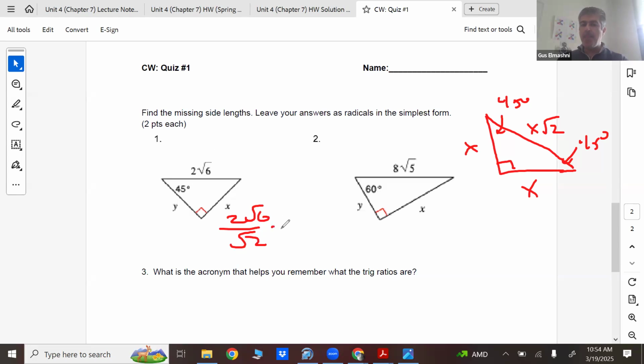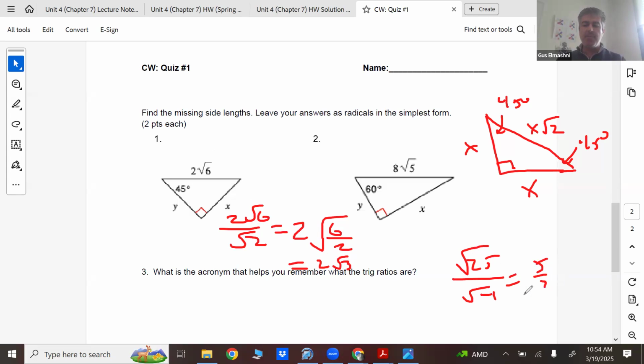How would I reduce that? Exactly. It becomes 2 root 3, because root 6 over root 2 you can combine, right? For example, what if I have root 25 or root 4? Isn't that just 5 halves? But I can also combine it like this, right? I still get the same thing. And the y is gonna be the same thing.